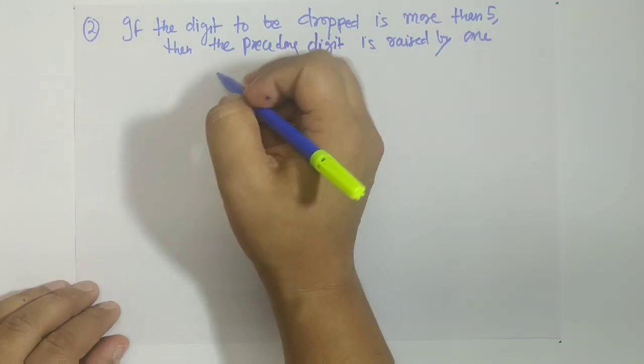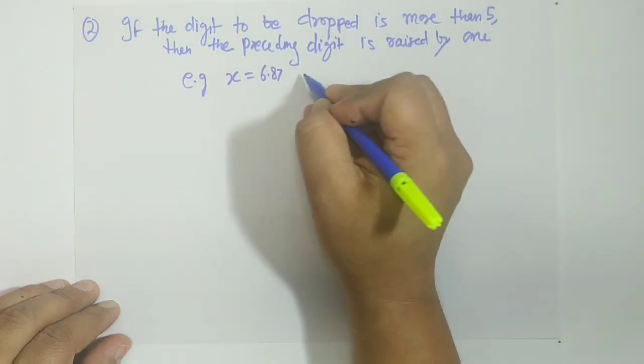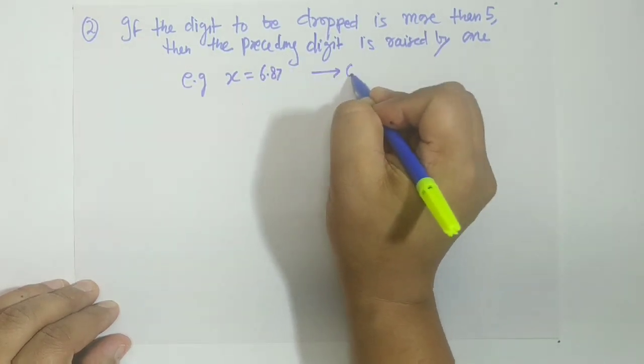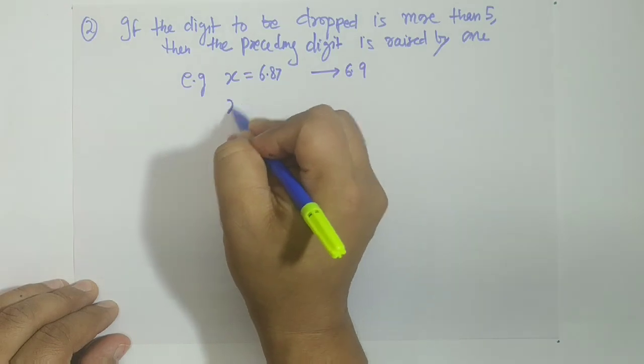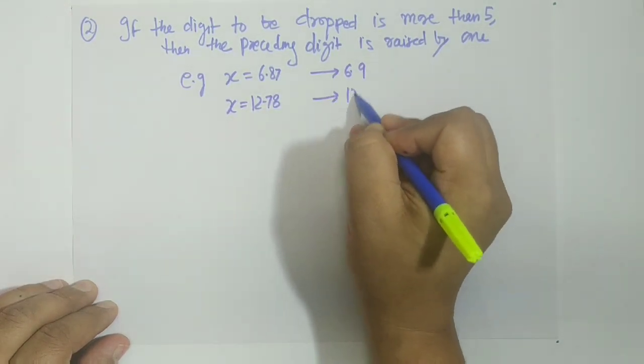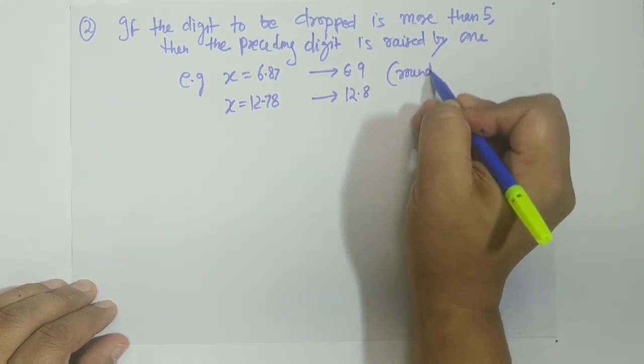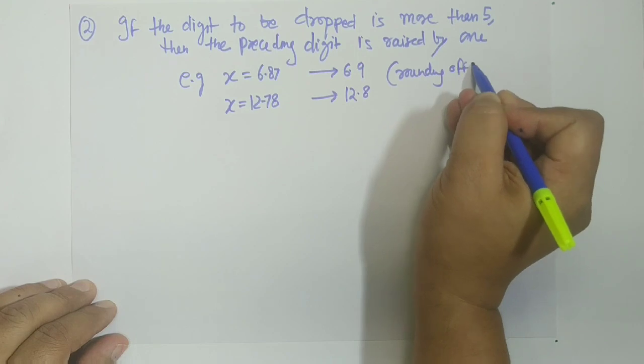An example is if x is 6.87, rounding off you can write it as 6.9. If x is 12.78, you know that rounding off gives 12.8. So you are rounding off these values.